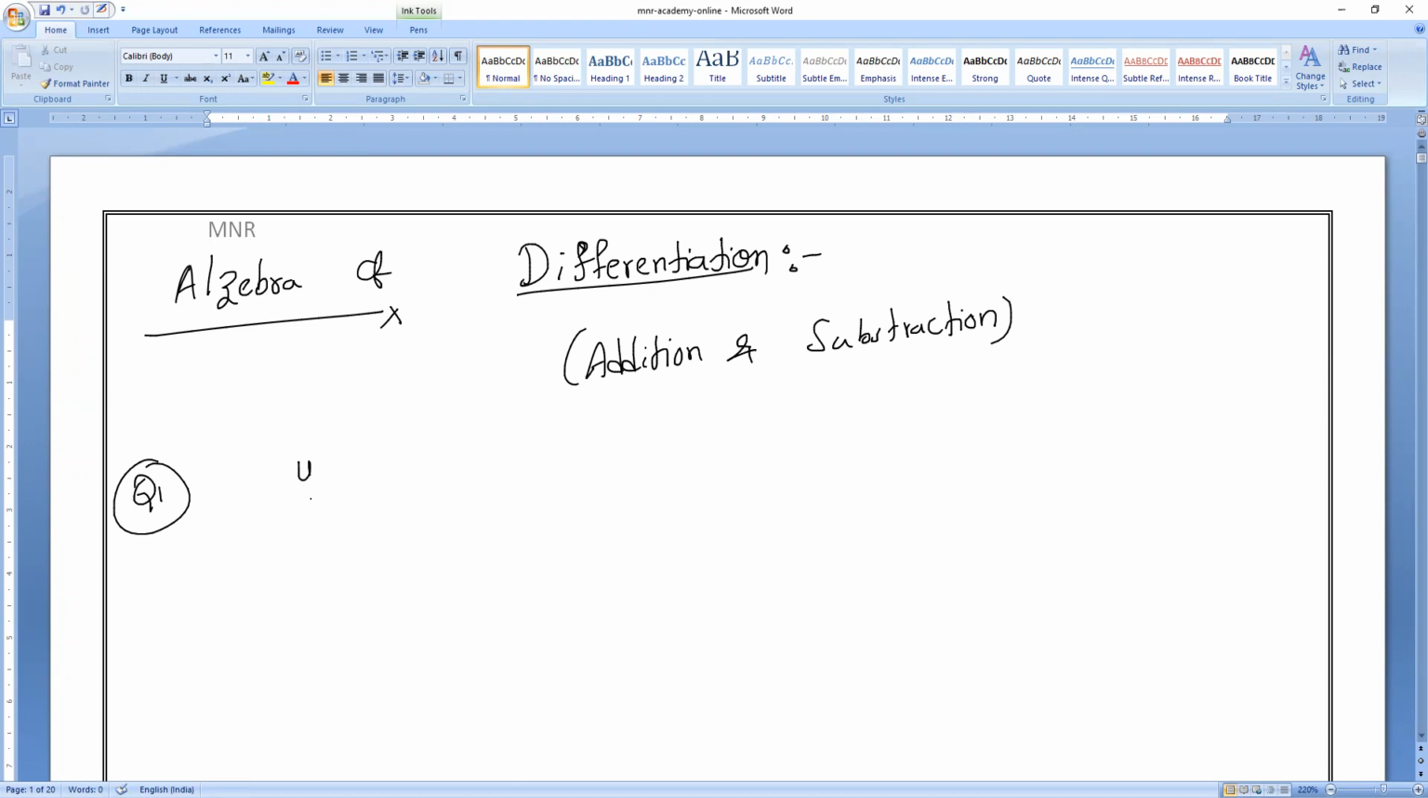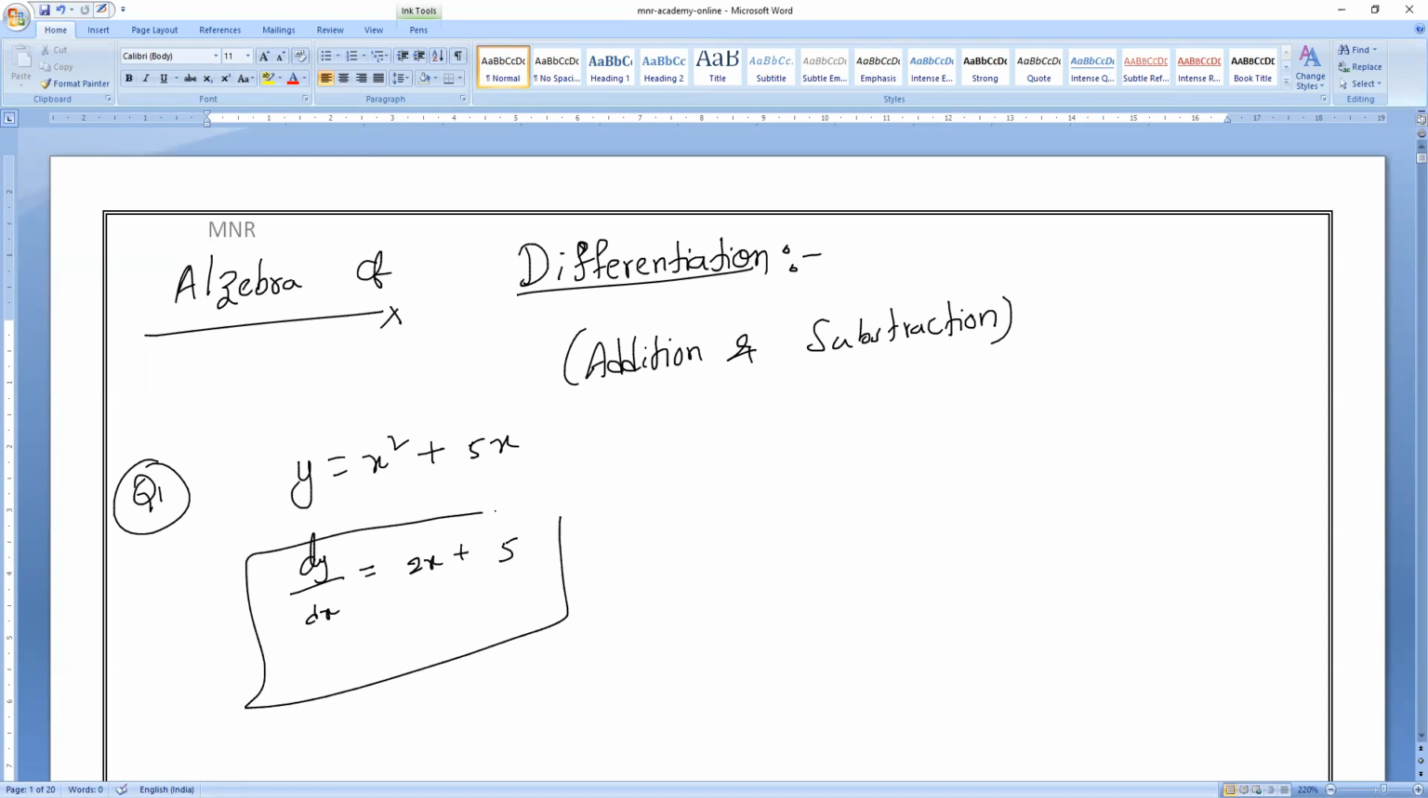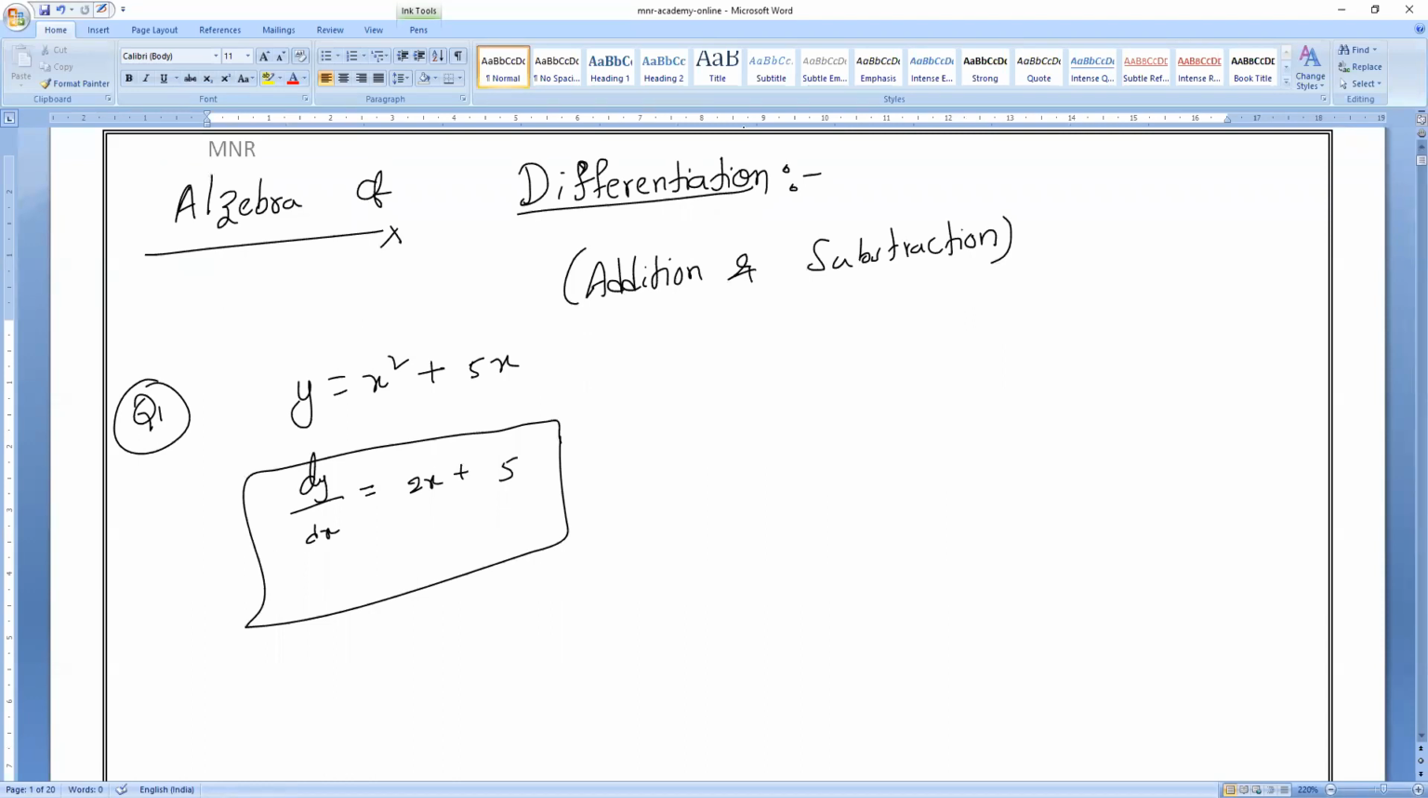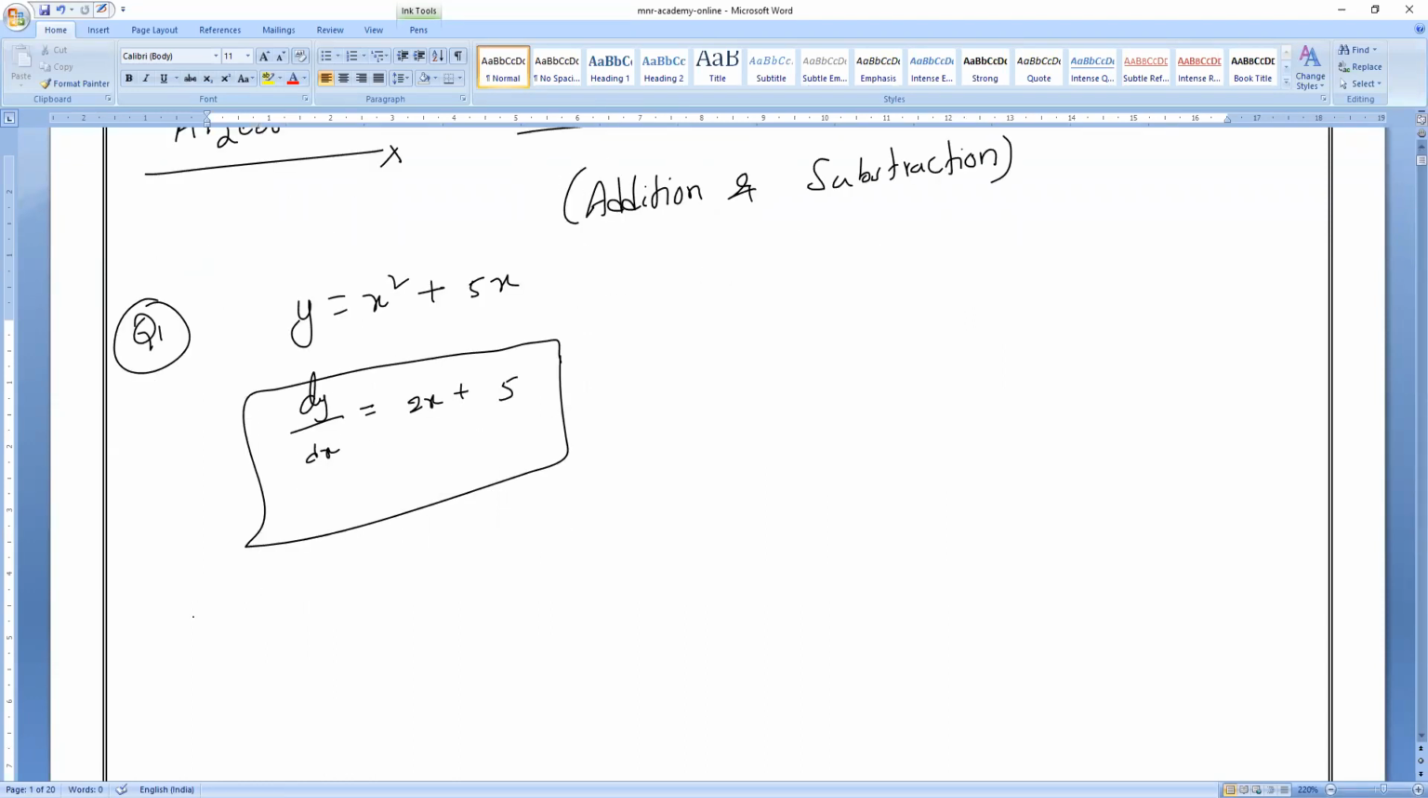Question number one. y is equal to x square plus 5x. So tell me the differentiation. Everybody, you should speak, not me. dy by dx is equal to n into x power n minus 1. Directly tell me the answer. So 2x plus 5. Is it right or wrong? If you are taking too much time, I will definitely be angry with you. You have to tell.